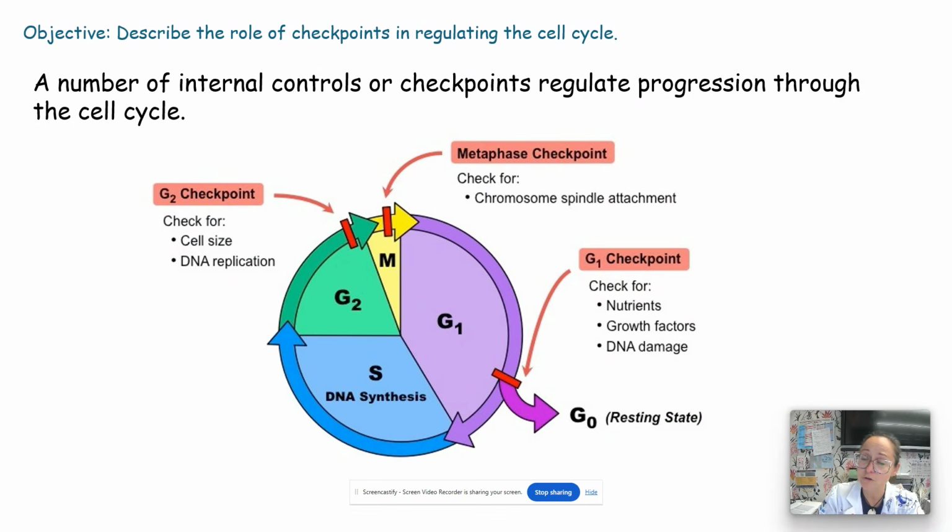Now, we do have checkpoints to control that all of this happens smoothly. At the G1 checkpoint, we check for DNA damage. Is there enough nutrients? Is the cell healthy?